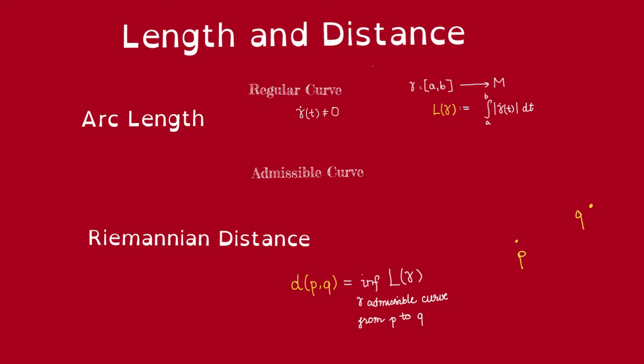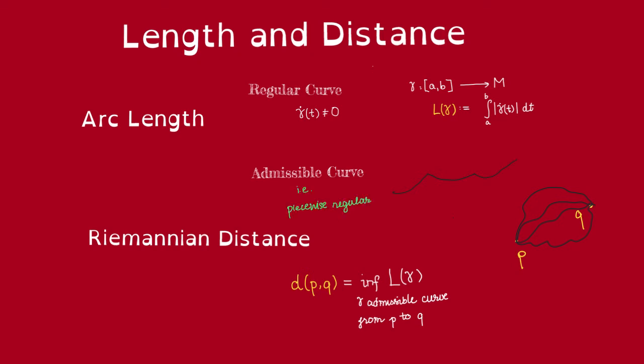We want to define this notion of distance, Riemannian distance, and our plan is as follows. We want to define the notion of arc length of specific types of curves, and then given any 2 points P and Q, we would define the distance between P and Q to be the infimum of the arc length of curves starting from P and ending at Q, but a specific type of curves. The kind of curves that we want to look at are those that are piecewise regular.